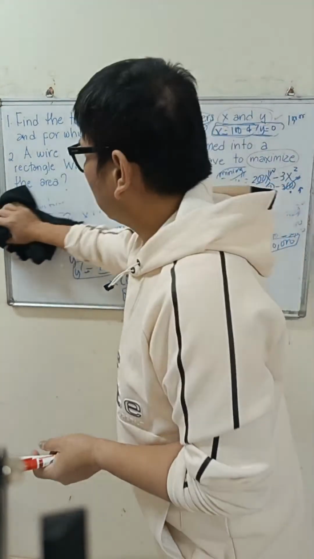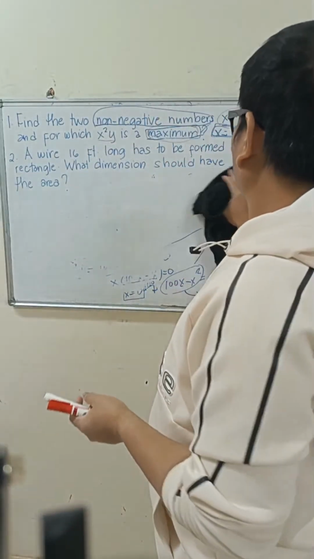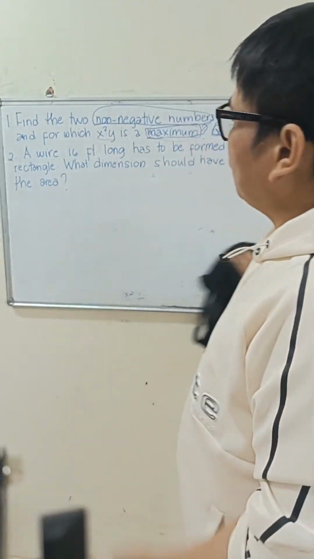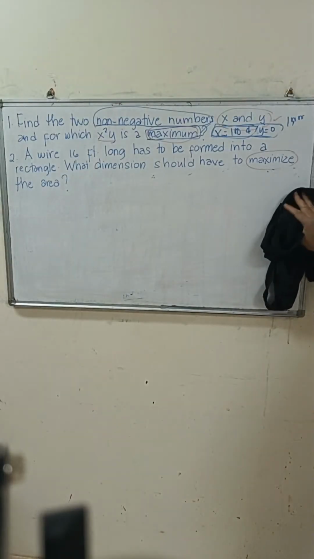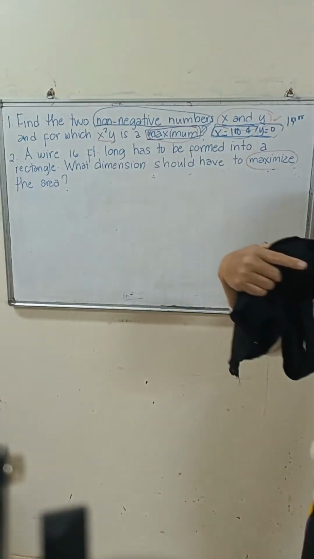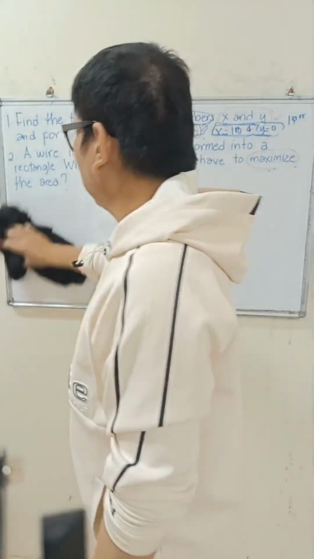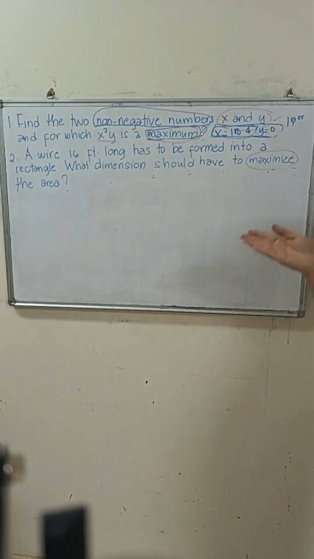Our problem number 2, what is this all about, guys? A wire 16 feet long has to be formed into a rectangle. So your wire must be formed into a rectangle. This is a little bit of critical thinking or analysis. What dimensions should it have to maximize the area?